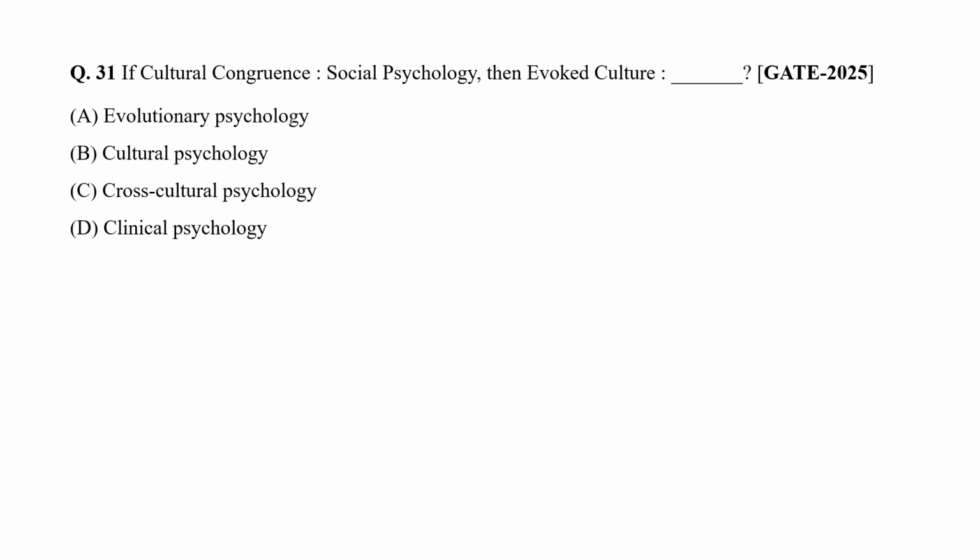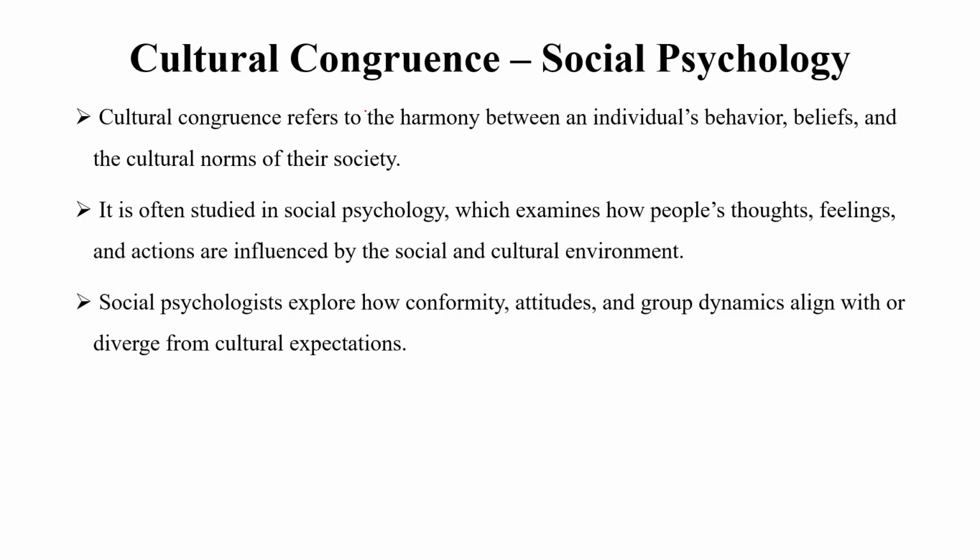So basically, here we should find this evoked culture is a key characteristic of which type of psychology they have given, either evolutionary, cultural, cross cultural, or clinical. Now let's try to understand what are these types of psychology they have given. Then we can get back to the question. Before that, let's understand how cultural congruence is given as social psychology in the question.